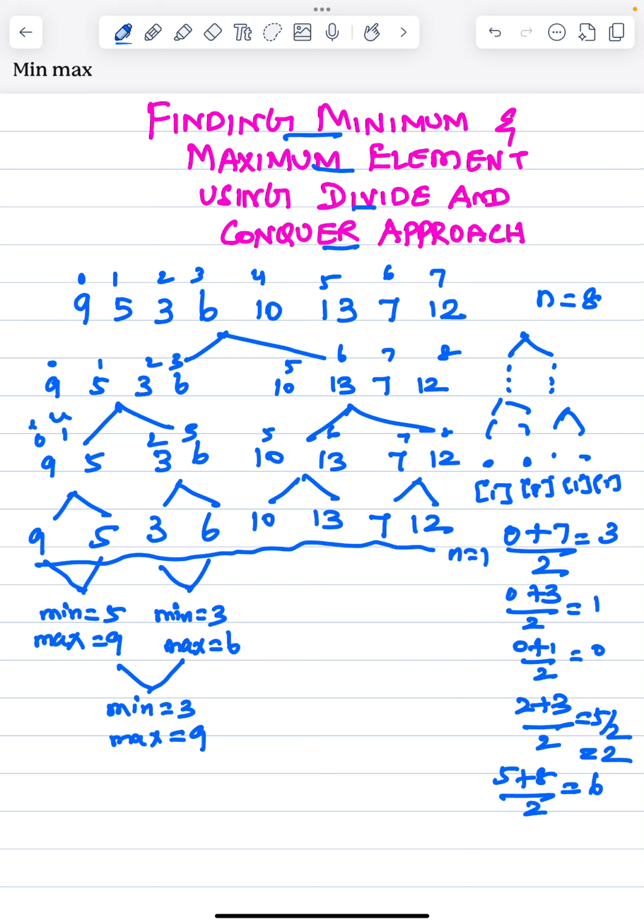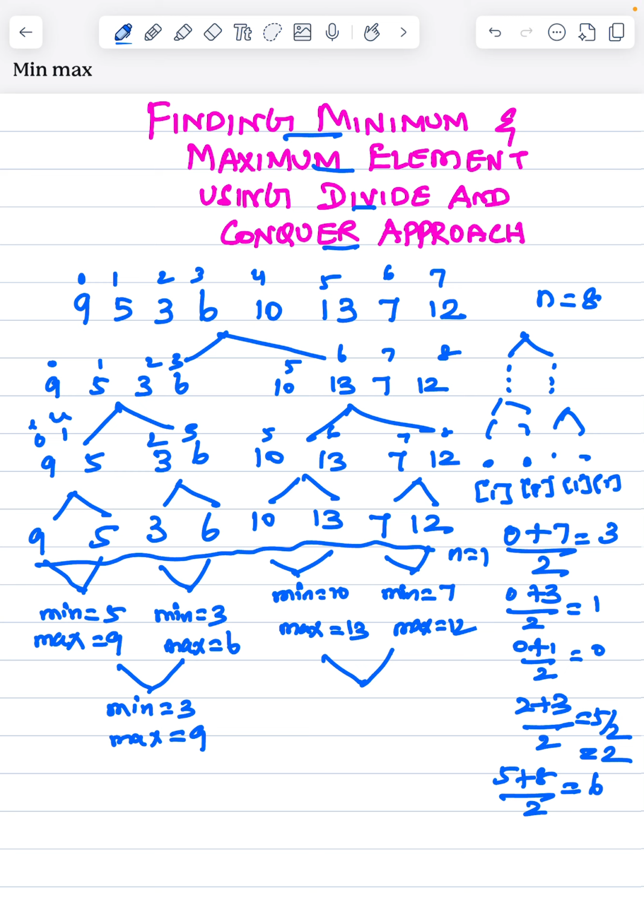Now coming to this part, comparing 10 and 13, min is 10, max is 13, right? Comparing 7 and 12, min is 7, max is 12. Now what you have to do? Compare this sub half with this sub half. Comparing this half and this half, min is 7, max is 13.